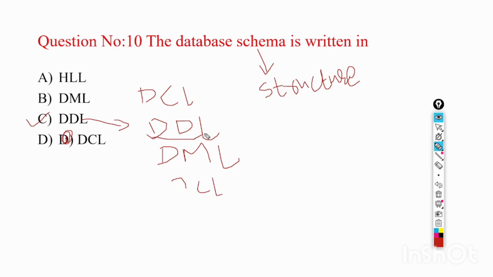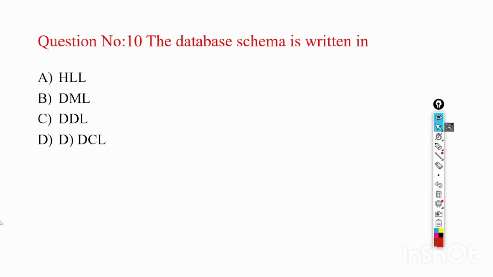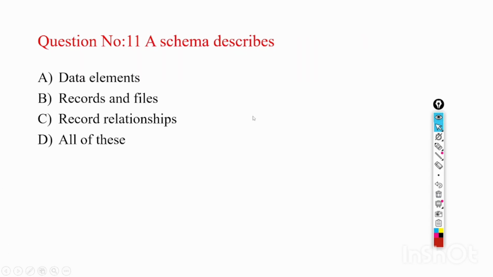Here DDL is nothing but the data definition language. The definition of the table is stored in the DDL language. There are different types of languages: DCL, DDL, DML, and transaction control language, TCL. So the definition, the overall structure, is described in which language? The DDL language. The correct option is option C. Moving to the next question.